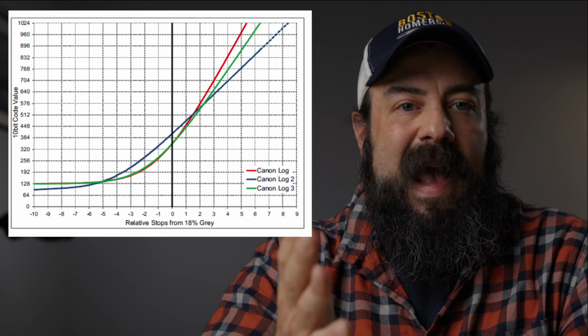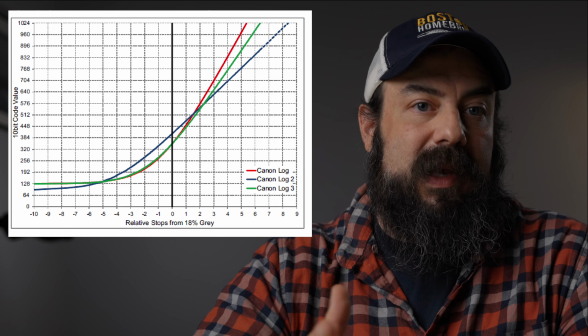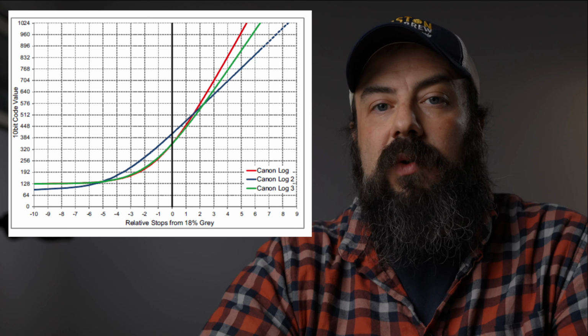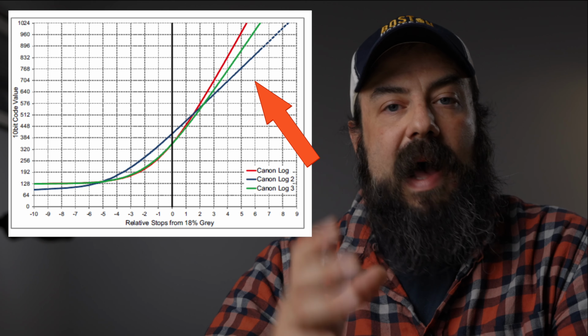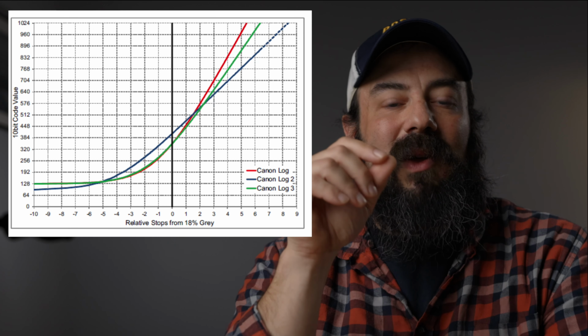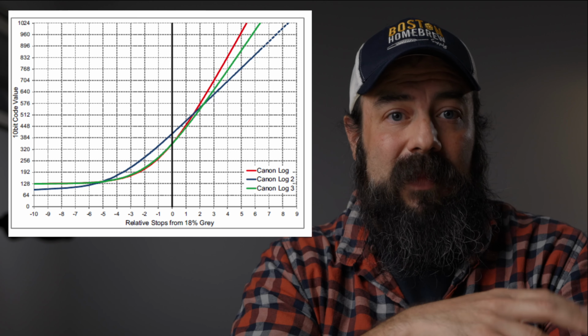So on the graph, the y-axis, the one going up and down, is the 10-bit code values for brightness. Now the x-axis, which is going across, are the relative stops for middle gray. So above middle gray would be the highlights, those will be on the right, and the shadows will be on the left. So taking a look first at the shadows, which is on the left side of the graph, so the negative stops for middle gray.